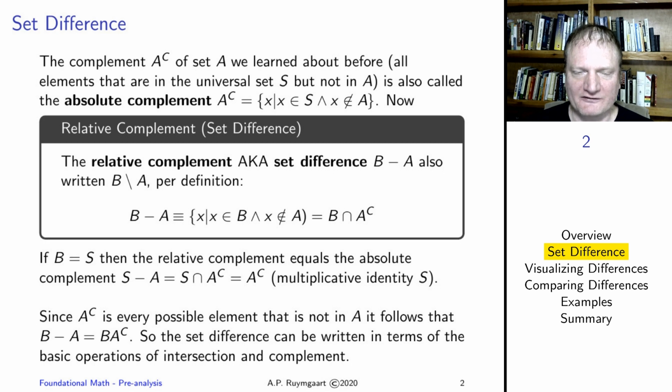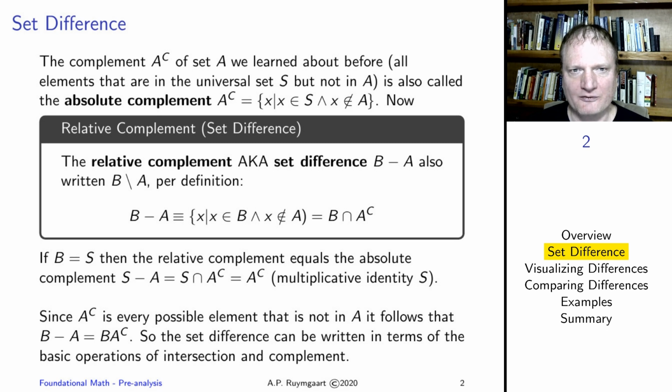Now let's officially define the set difference. First we review the complement of a set. The complement of a set A is the set of elements x given that x is an element of the universal set and x is not in A. So it's all the elements in S that are not elements of A. This is also called the absolute complement. We have just learned of it as a complement. We'll now specifically call it the absolute complement.